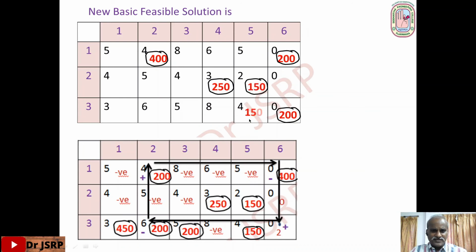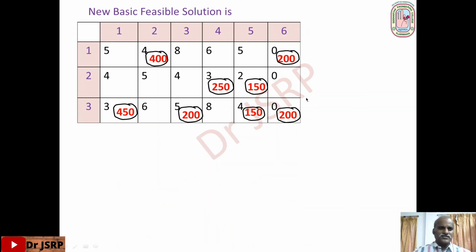Next, this 150 remains same. This 200 remains same. Next, this 450 remains same. Okay, so count the number of basic cells: 4, 4, 8. We get all basic cells. So this is a new basic feasible solution. Now verify whether this solution is optimal or not.